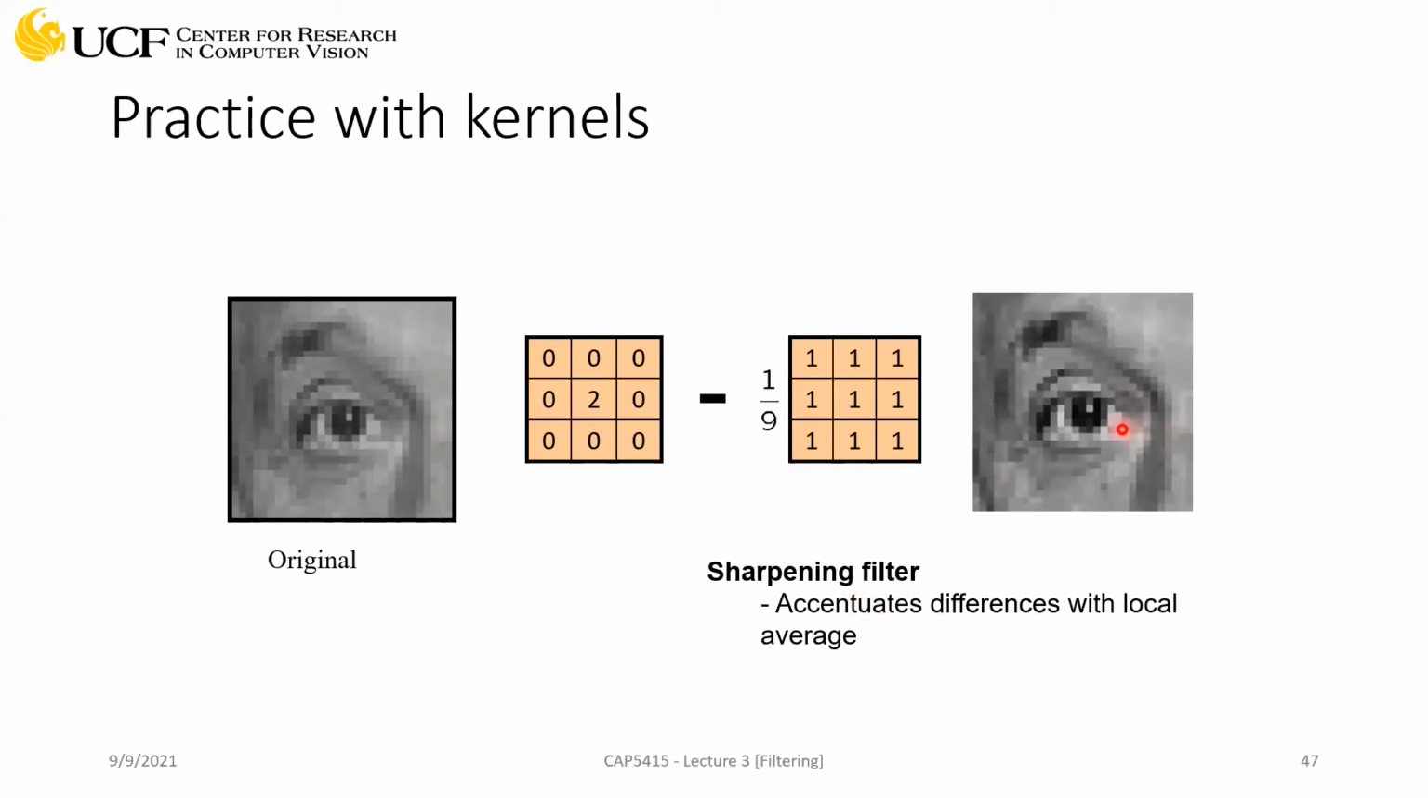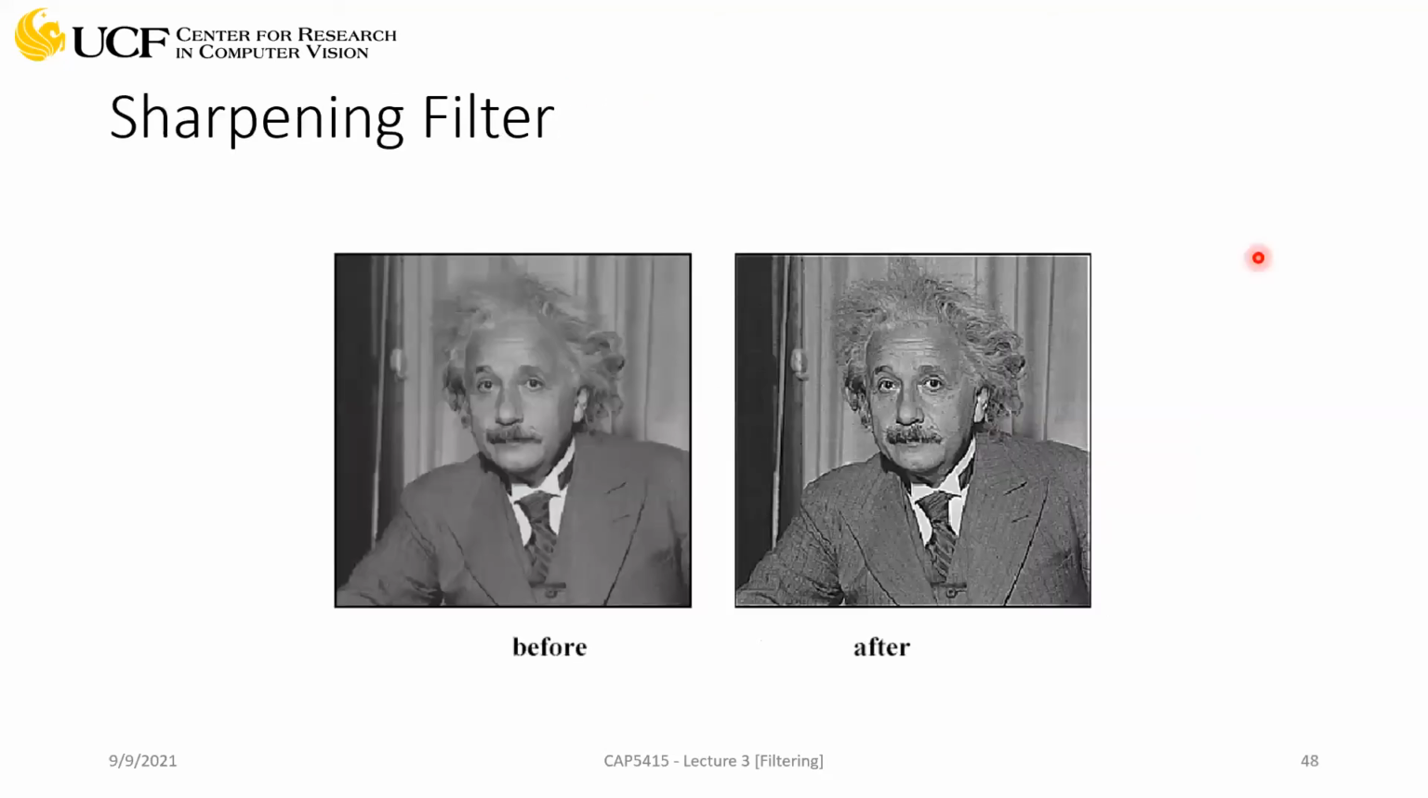And again, the pixel intensity, if you look at each location, is actually enhanced. Okay, so that's why it's called a sharpening filter. It's pretty interesting. So that was the eye from this image. This is the original image. If you apply that sharpening filter, that's the output, and you can see that it looks nice.